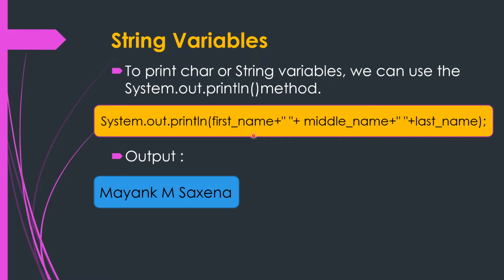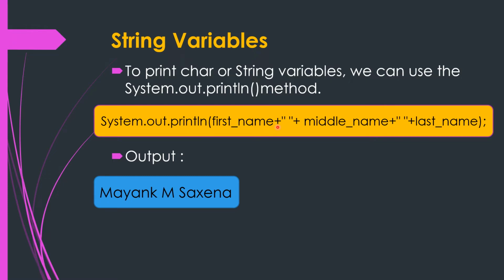Whenever we are writing a variable name, we don't put it in double quotes. For example, here we have three variables: firstName, middleName, and lastName. These are variable names, so we will not put them in double quotes or single quotes. We will just write them without any symbol.